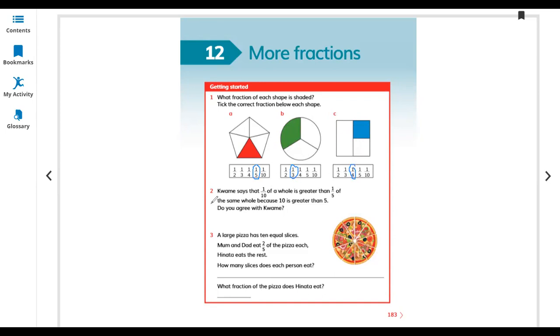Question 2. Twem said that 1 by 10 of a whole is greater than 1 by 5 of the same whole because 10 is greater than 5. Do you agree? Actually what happened, it's 1 by 10 and 1 by 5. Let me write it here, 1 by 10 and here 1 by 5.